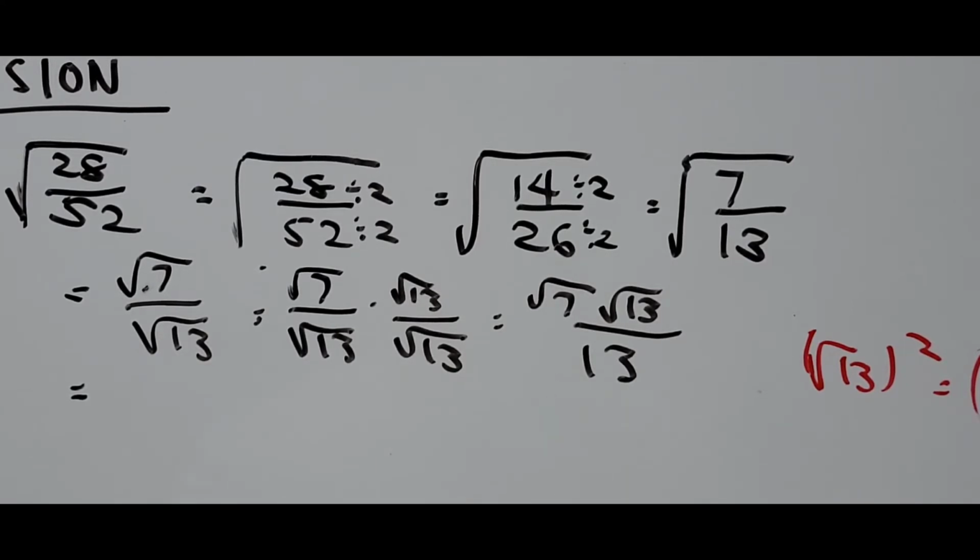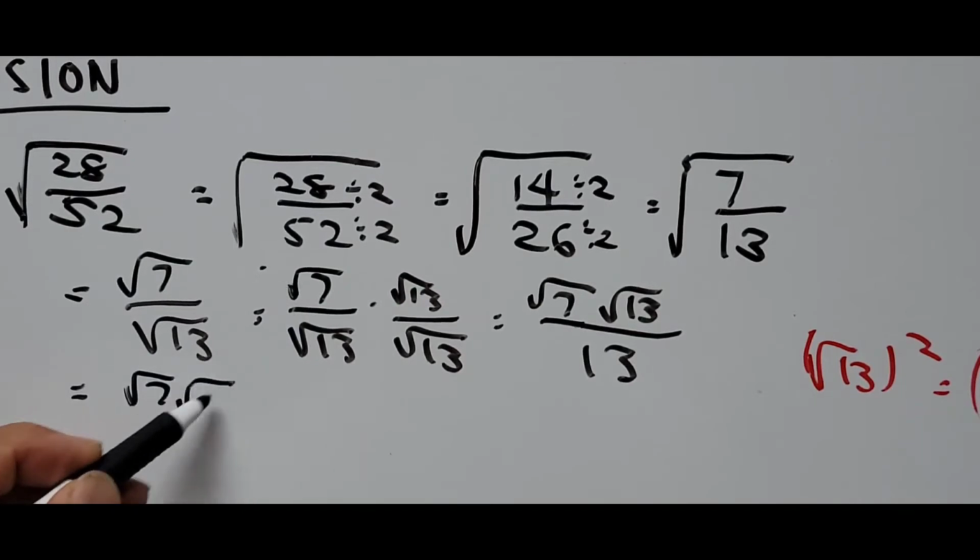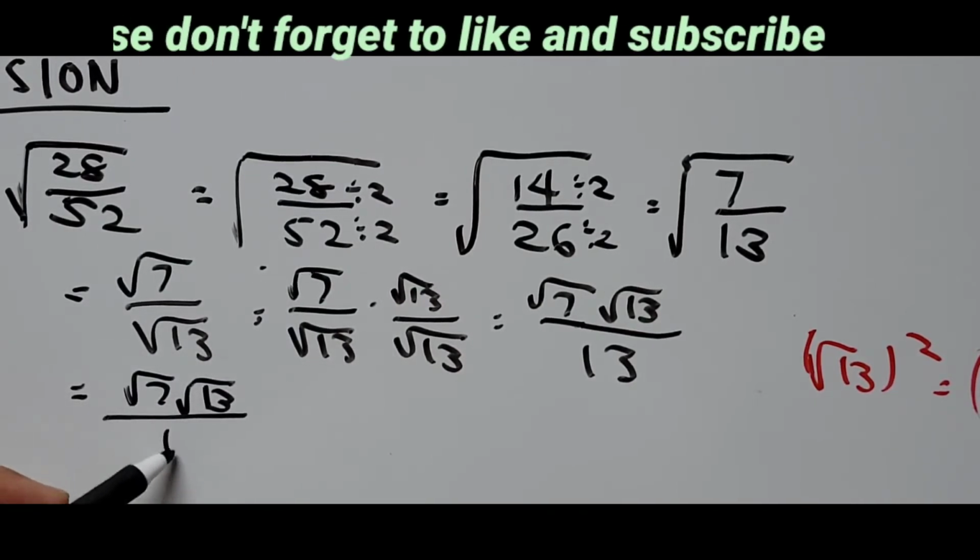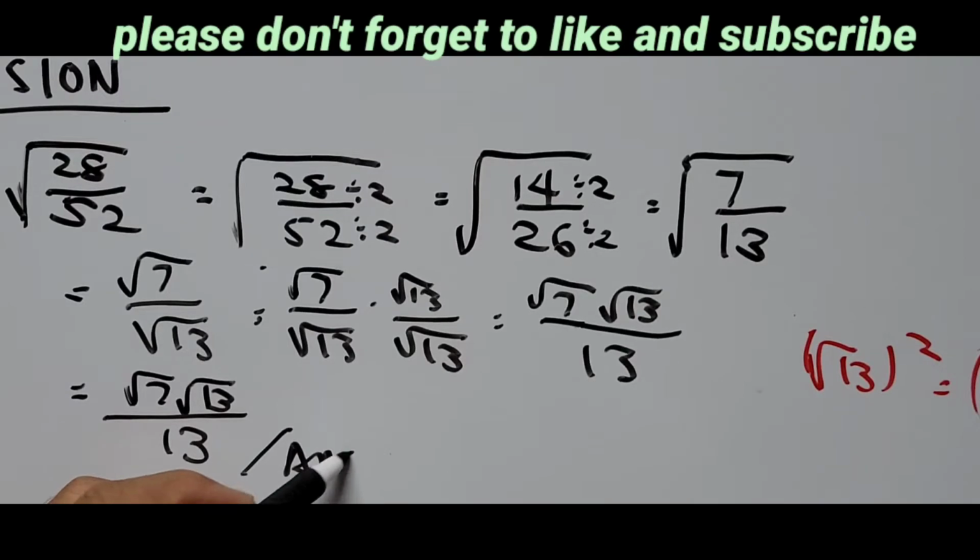And that's how to simplify. So this should be the final answer: square root of 7 times square root of 13 divided by 13. So that's the final answer.